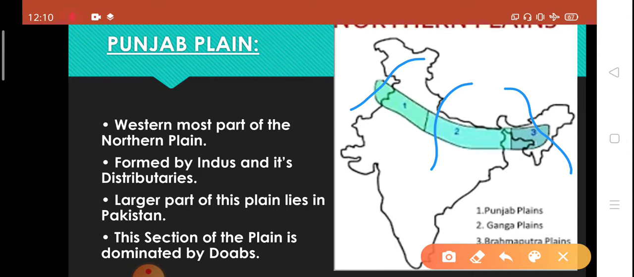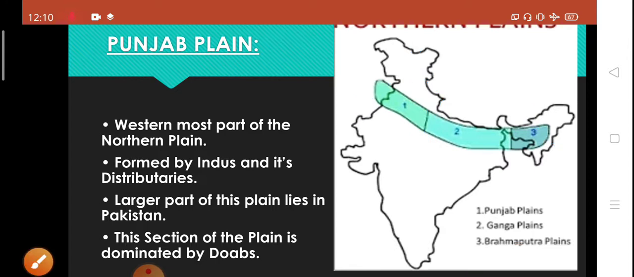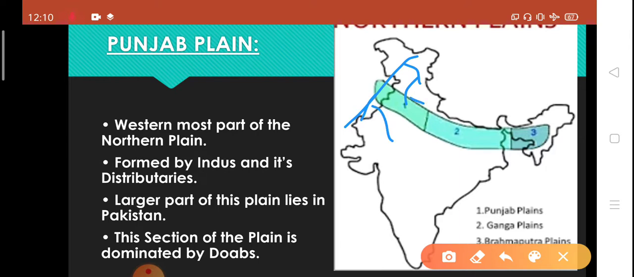So the Punjab plain is formed between the Indus and its tributaries. That means in the Punjab plain we have majorly the Indus river, and the Ganga plain comes second, which we'll talk about further. But in the Punjab plain we have majorly the Indus river and the distributaries of the Indus river. We have already talked about what distributaries are. They are different channels where the river divides itself, right? So the main Punjab plain, the area marked with 1, is formed by the Indus river and its distributaries.